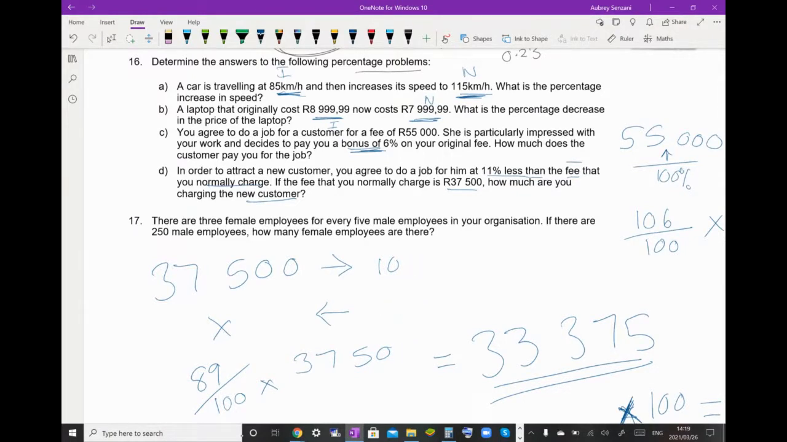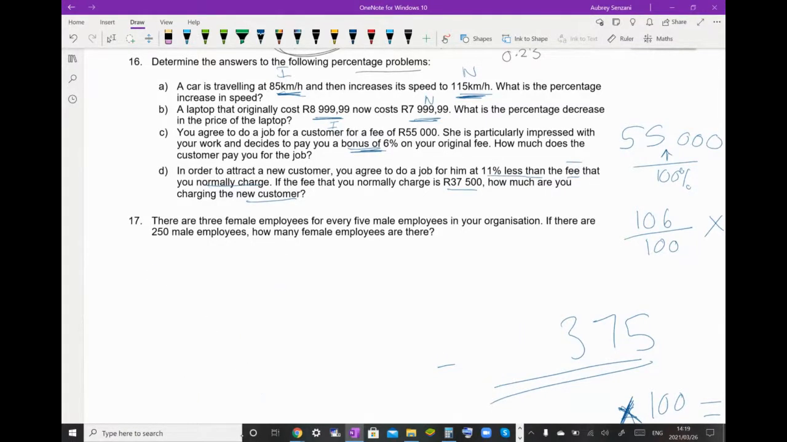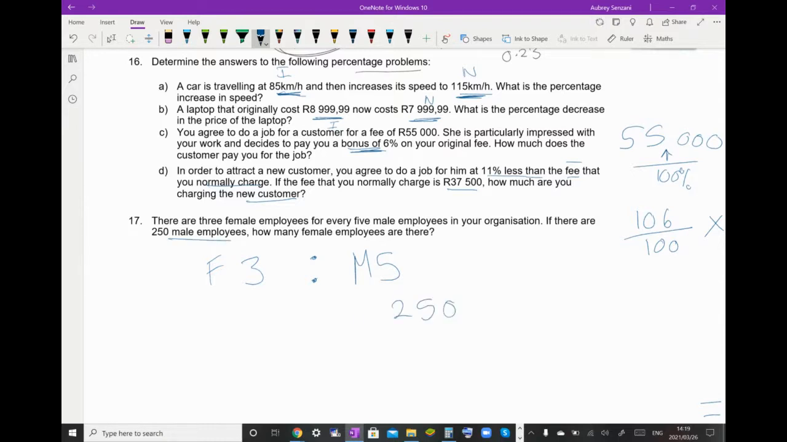Then the last question: there are 3 female employees for every 5 male employees in an organization. So let's quickly put that ratio down. You can already tell that's going to be important. So we say 3 females for every 5 males in the organization. That's the ratio. If there are 250 males, how many females are there?